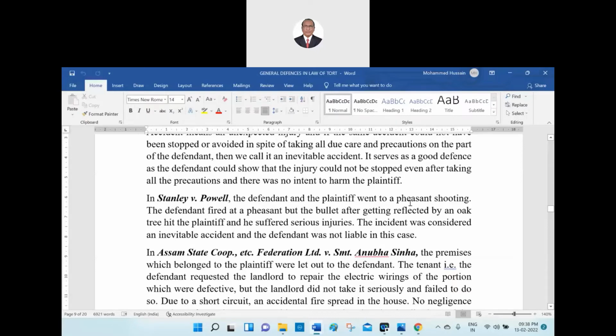Now H is there, it is a bird. If H is removed, a peasant is a tiller, a person who tills a small piece of land. So they went for the pheasant shooting, and the defendant fired at the pheasant. There are two parties. One defendant fired at the pheasant.